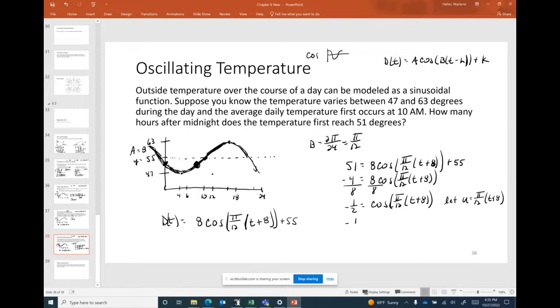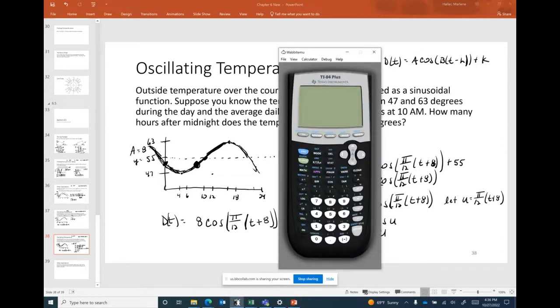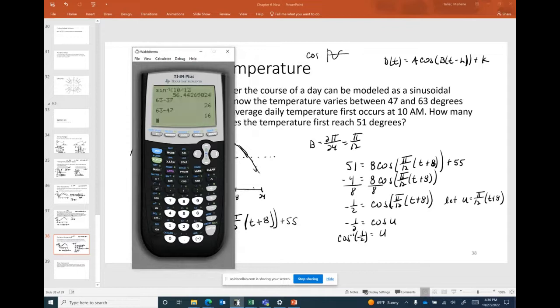Okay, and we're going to solve. So negative 1/2 is equal to the cosine of u. All right, so that's actually on the unit circle, or I could use the calculator for it too. U would be the inverse cosine of both sides. So u is the inverse cosine of negative 1/2. Let's let our calculator tell us what that is. Okay, the inverse cosine of negative 0.5, it's 120.